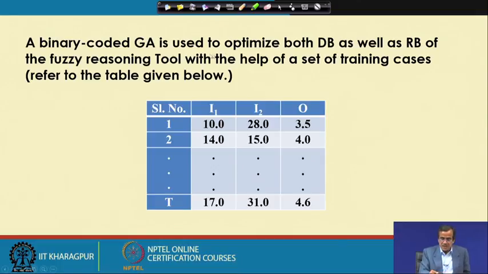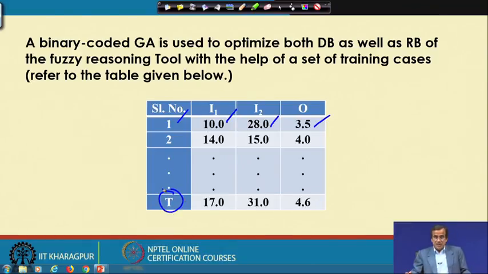Now, a binary coded GA is used to optimize the database as well as the rule base of the fuzzy reasoning tool with the help of a set of training cases. Here there are a large number of training cases, and the training cases are nothing but the known input-output relationships. For example, the first training case is: if I1 is 10.0 and I2 is 28.0, then the output is 3.5. Similarly, we have capital T number of training scenarios, and these are pre-collected, known values.